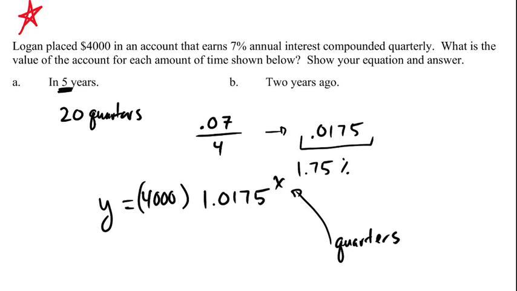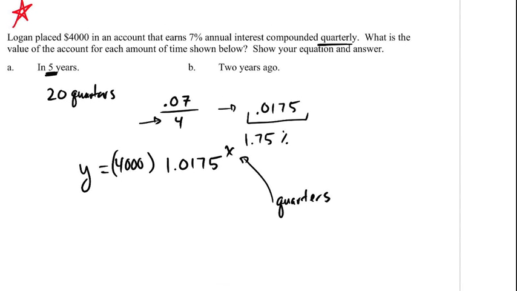Quarters are, it's compounded quarterly, so each year has 4 quarters. So there's 4 compounding periods. That's why I divided this by 4, because it was quarterly, not monthly. So there's a 4 there. Okay, so the answer to the question then, for 5 years, right, what do I do?